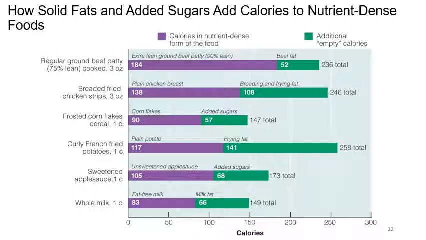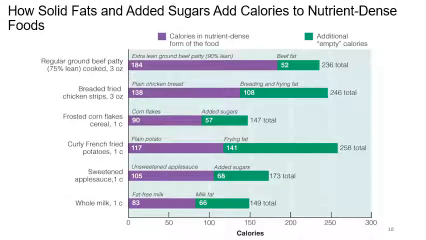Frosted cornflakes versus no added sugar. Cornflakes itself is 90 calories and the added sugar is about 57 calories. So if you have both, it'll be about 107 calories total. But if you just have the cornflakes without the sugar, that's about 90 calories. That's a 57 calorie difference.